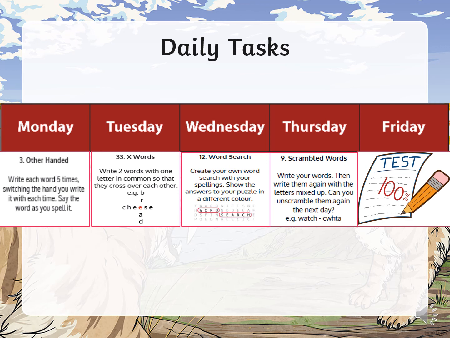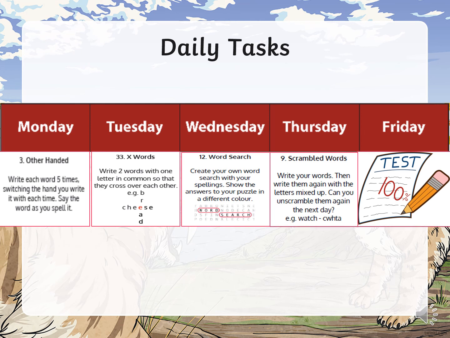Tuesday, cross words. So write 2 words with 1 letter in common so they cross over each other. You can see the example there, bread and cheese. So a letter that they have in common and cross them over. We know that there are 4 letters that they're definitely going to have in common because they all share the same suffix. Wednesday, a word search, so create your own word search with your spellings.